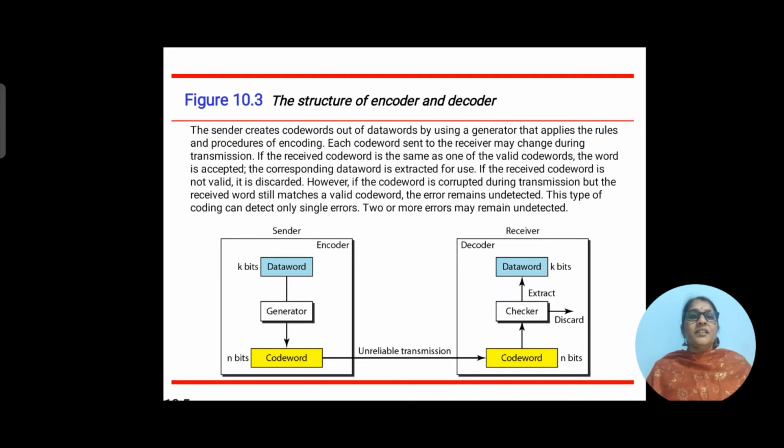Let's understand by studying this slide, in which we have a sender block and a receiver block. The sender block consists of a data word which goes to the generator, then code words, then unreliable transmission goes to the receiver block, in which we have the code word, then the checker, then the data words. In this figure, the sender block creates code words out of data words by using a generator that applies the rule and procedure of coding. Each code word sent to the receiver may change during transmission.